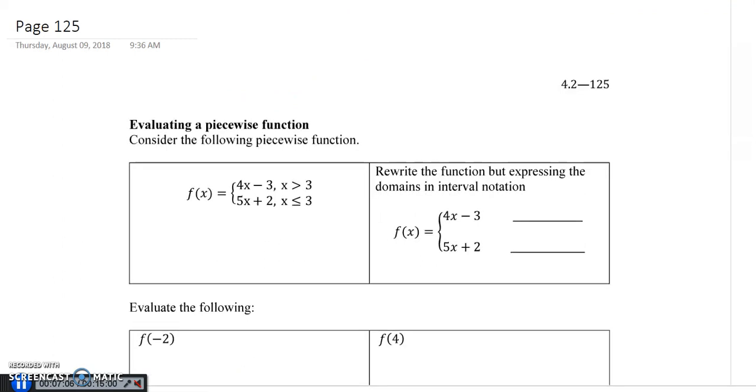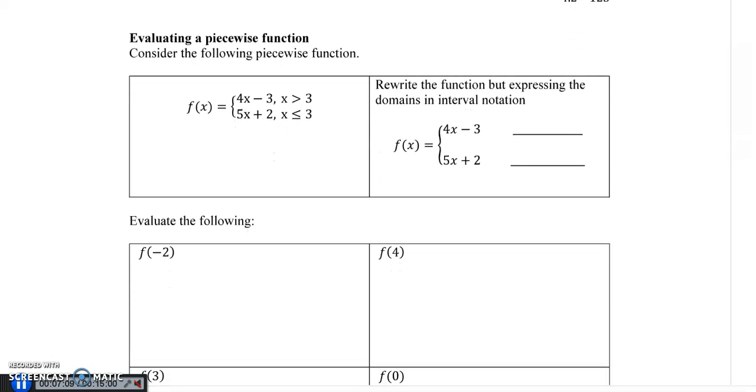Moving on to page 125, excuse me, in our book. Now let's talk about something else. Take this equation here and write it as a piecewise function, and change these notations into interval notation. So again, x is greater than 3. How would we write that? The smallest x could be is 3, and the largest it could be is infinity. And then here x is less than or equal to 3. So negative infinity to 3, with the bracket on that side.